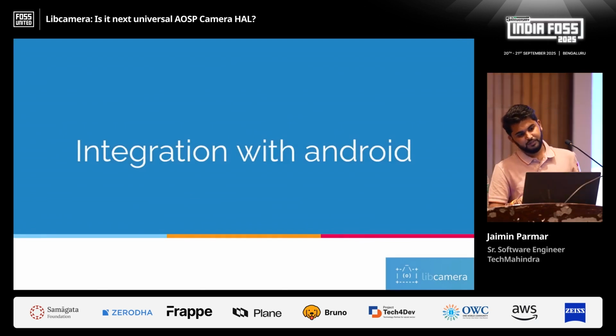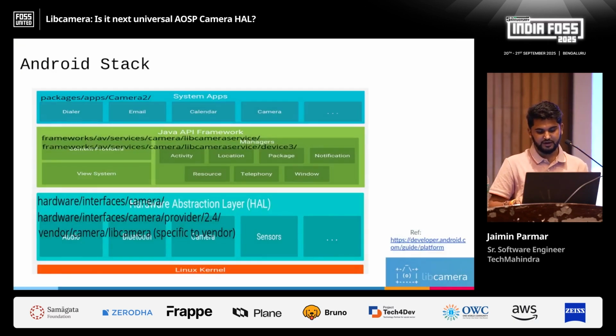Okay. So basically what it takes to integrate it with the Android architecture. Okay, so basically this is how the Android stack looks like. I'm not going much deeper into it, but let's see, there is a camera app, then there are framework APIs, and we have the hardware abstraction layer. So basically this is where our Libcamera comes into action, at the HAL layer. So the camera app and the Java APIs are not going to change when we are integrating the Libcamera.